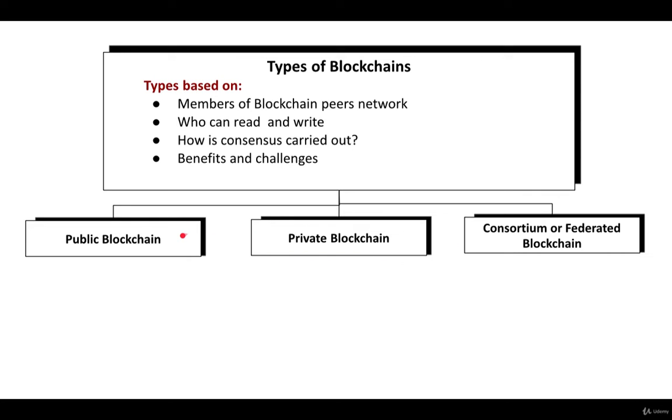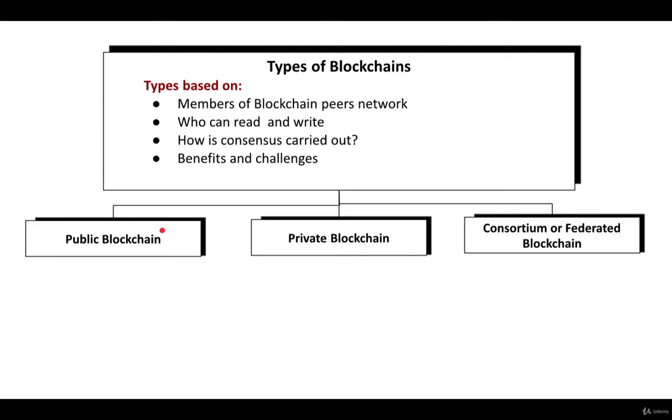So let's first see what's a public blockchain. In a public blockchain, anyone in the world can read or can write. So you can send transactions and expect that they will be included in the block if they are valid. And anyone can also participate in the consensus process. So members, anyone who can read and write, anyone can read, anyone can write. Consensus will be carried out by all the members in the network.